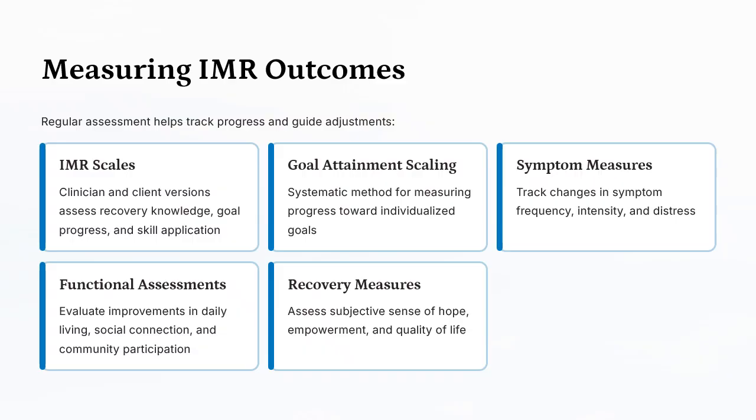Measuring IMR outcomes. Regular assessment helps track progress and guide adjustments. IMR scales, clinician and client versions, assess recovery knowledge, goal progress, and skill application. Goal attainment scaling is a systematic method for measuring progress toward individualized goals. Symptom measures track changes in symptom frequency, intensity, and distress. Functional assessments evaluate improvements in daily living, social connection, and community participation. Recovery measures assess subjective sense of hope, empowerment, and quality of life.